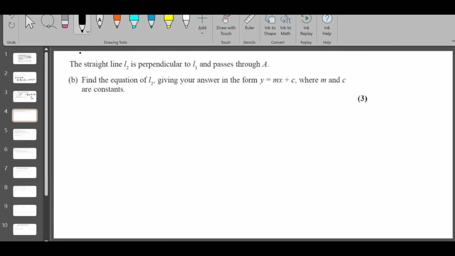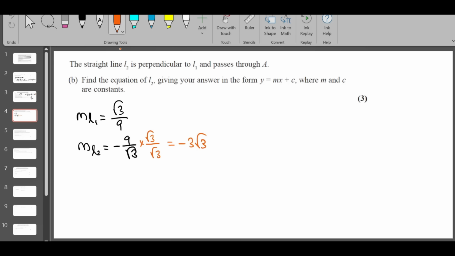Part B of the question now. Straight line L2 is perpendicular to L1. We know the slope of L1, which is root 3 over 9. Since L2 is perpendicular, the slope will be the negative reciprocal. But just rationalize it immediately. So you're going to get 9 root 3 over 3, which is minus 3 root 3.